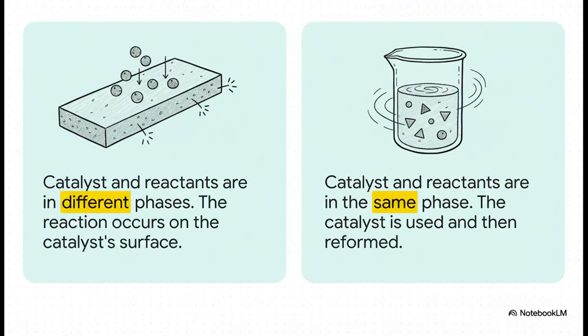So, here's the big difference in a nutshell. With heterogeneous, the action happens on the surface of the catalyst. But with homogeneous, everything's swimming around in the same pot. The catalyst actually jumps into the reaction, gets changed into something else for a moment, we call that an intermediate, before it gets regenerated or kind of reborn at the very end.